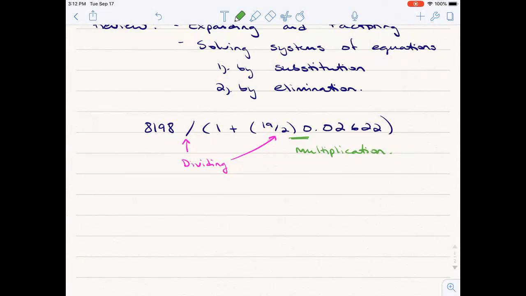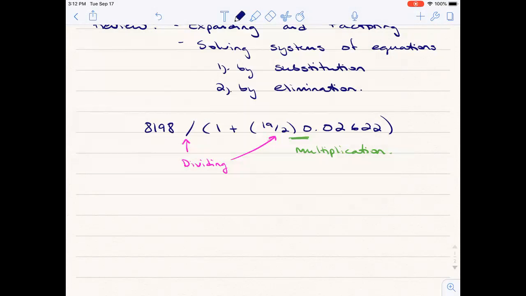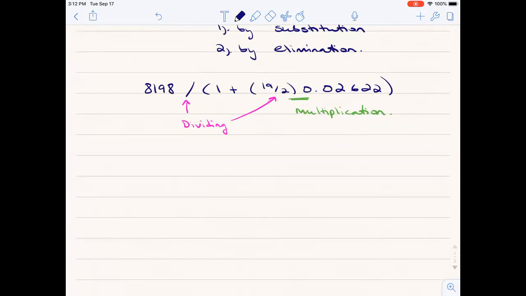So if we just solve this one together, and you'll have had something similar from the Moodle quiz, different numbers but the same procedure. If you're going through and doing this, BEDMAS says, okay, brackets first. So we're going to leave 8198 divided by, and then inside our brackets, we have another set of brackets that we're going to simplify first. We leave everything else the same. I'm just going to do 19 divided by 2, 9.5, times 0.02622.